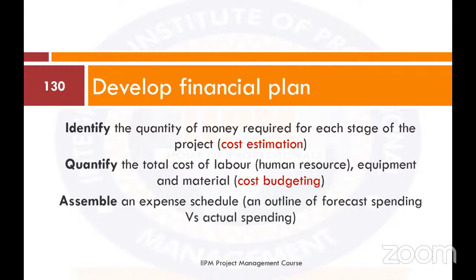Now, developing your financial plan, identify the quantity of money required for each stage of the project, that's cost estimation. Quantify the total cost of labor, human resource, equipment, and material, that's cost budgeting. Assemble an expense schedule as an outline of forecasted spending versus the actual spending. That will give you a basis for cost control.